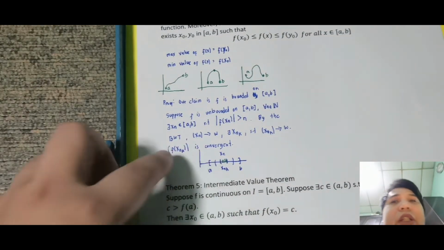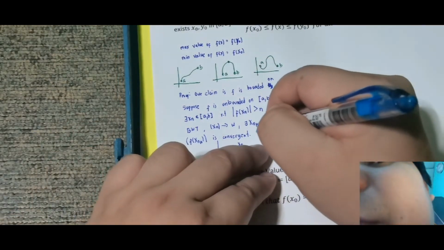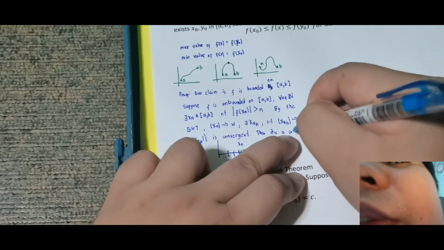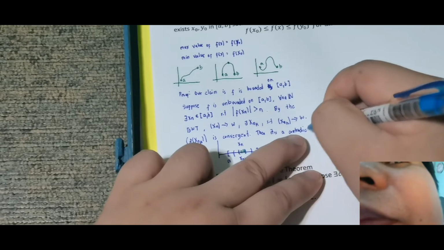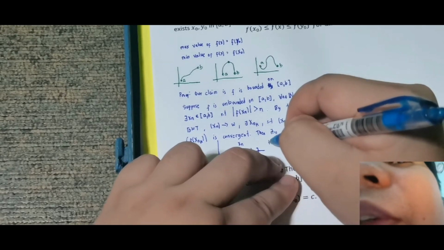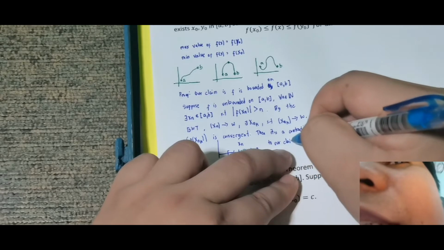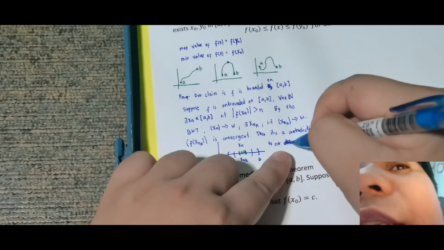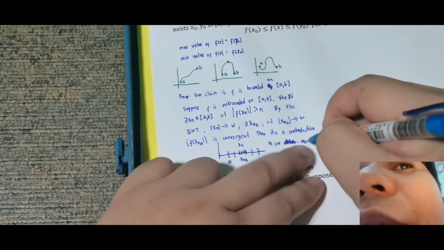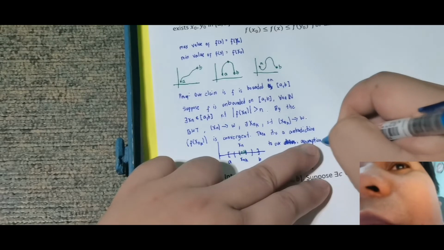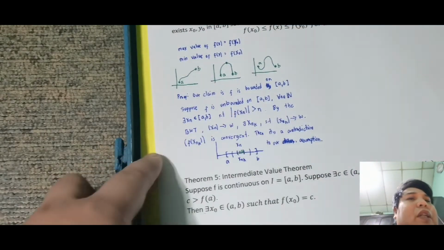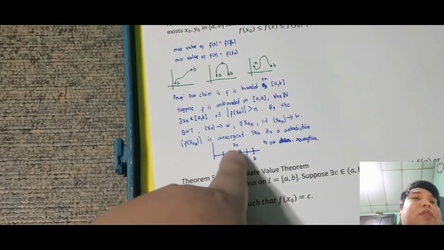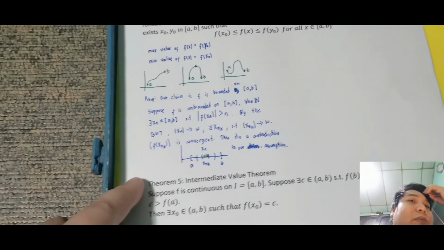Now, if this is convergent, then it is a contradiction to our assumption. Because we assumed it. So, we said it is unbounded, but since it is convergent, meaning somewhere up there it stops, so meaning it attains a maximum value.